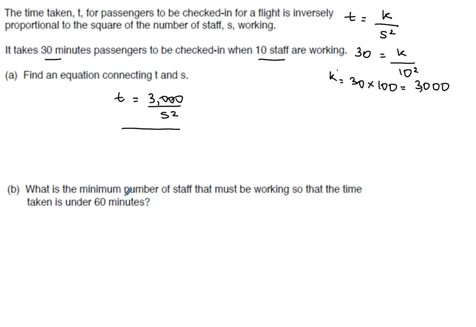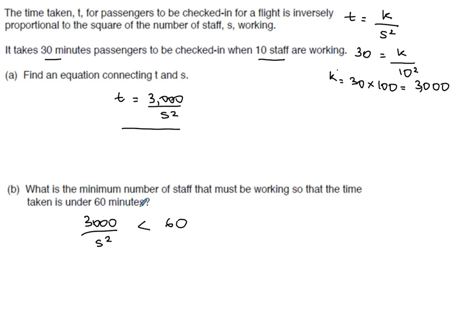What is the minimum number of staff that must be working so that the time taken is under 60 minutes? So what I would do, I'd say 3,000 divided by S squared has to be less than 60.